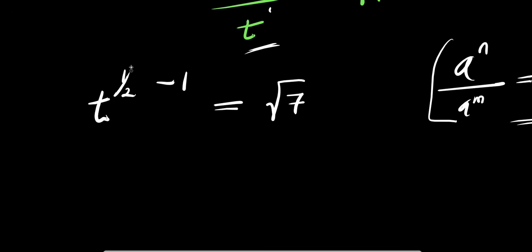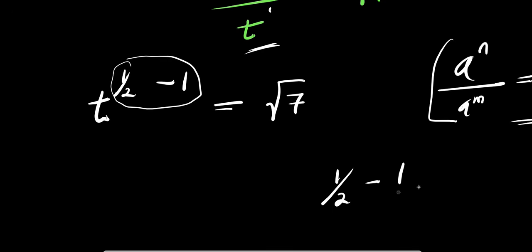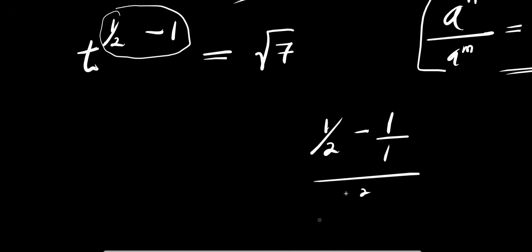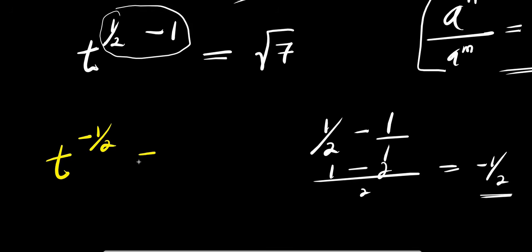So what is 1 over 2 minus 1? We have 1 over 2 minus 1 divided by 1, LCM, that is 2. 2 divided by 2, 1. 1 times 1, we have 1 minus 2 divided by 2. 2 times 1, that is 2. 1 minus 2, negative 1 over 2. So t power negative 1 over 2 equals square root of 7.